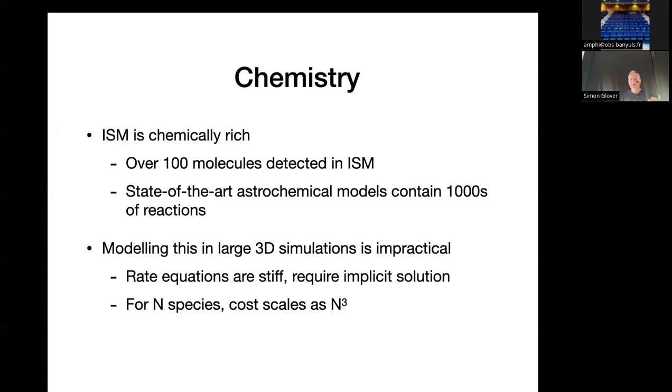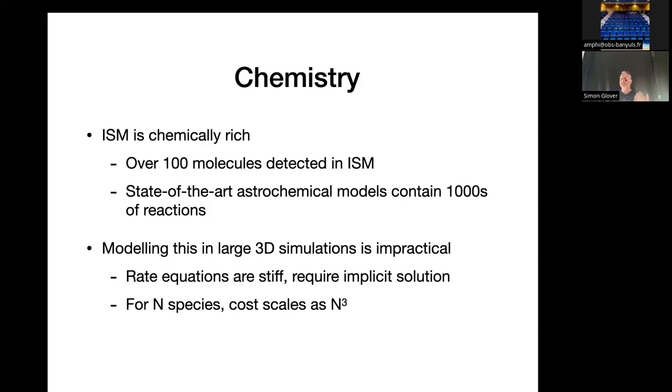And something we know is the ISM is very chemically rich. Well over 100 molecules have actually been detected in the ISM. Astrochemical models tell us there's far more than that. It's just that there's a limit to how many you can actually identify. And state-of-the-art models of this chemical complexity can easily contain many thousands of reactions. So great, right? We just take all of that, plug it into our simulation, done, right? No. Doing all of this in a 3D simulation is completely impractical.